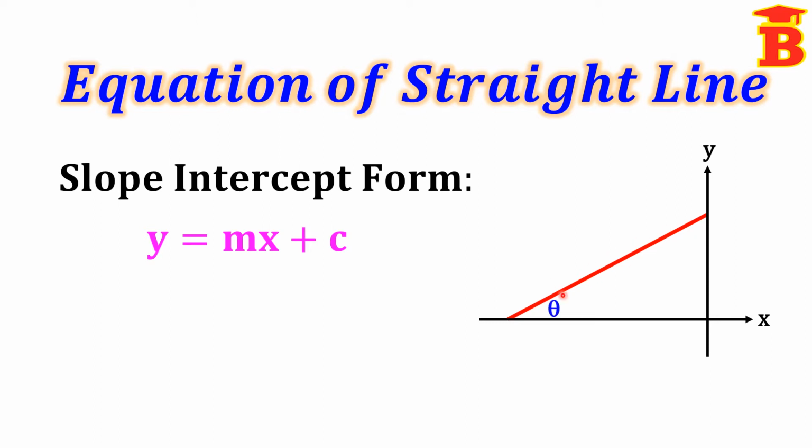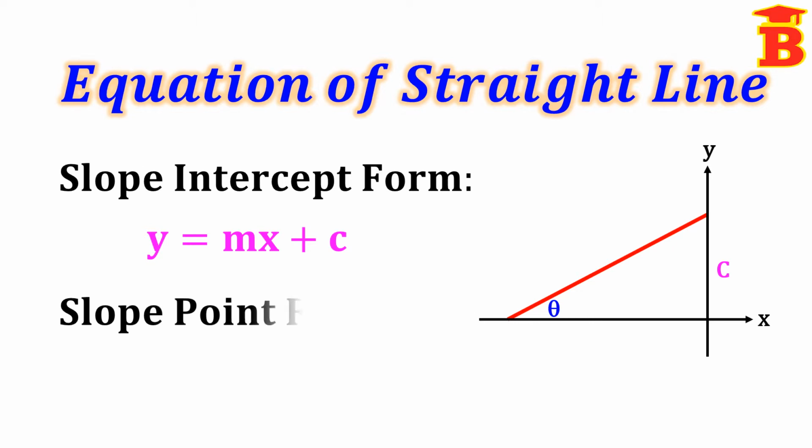We know that this is the angle theta. If theta is given, then we can find the slope using the formula m = tan theta. And this y distance is called the y-intercept, which is taken as c. Now we can find the equation of this straight line using the formula y = mx + c.